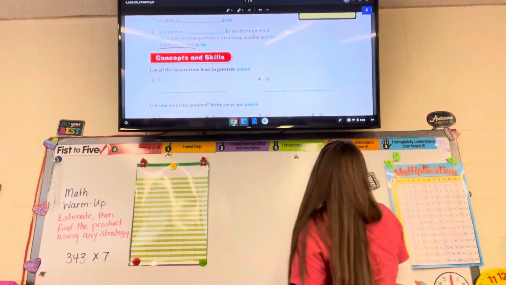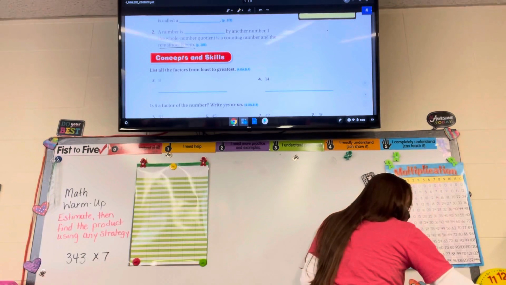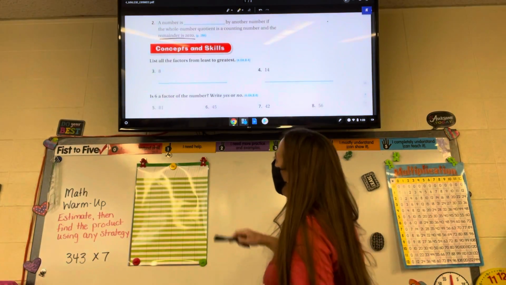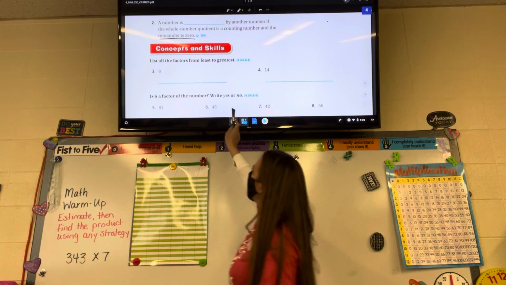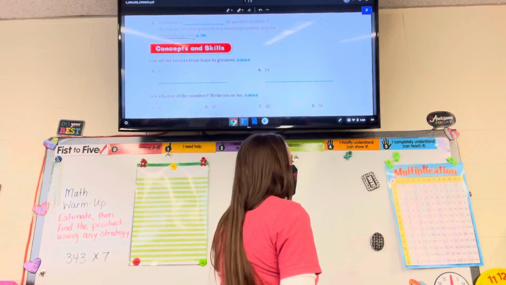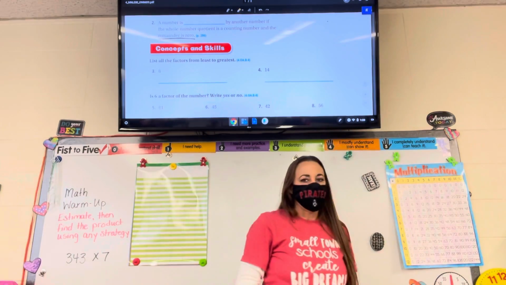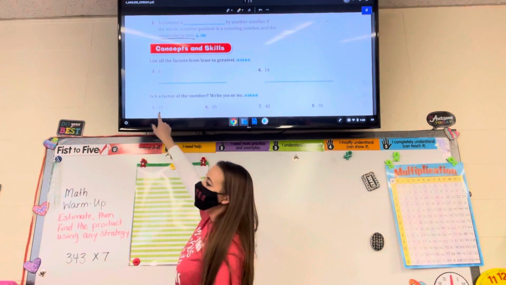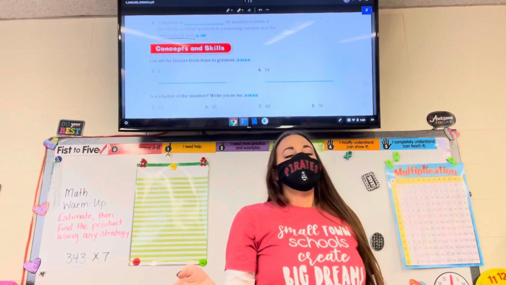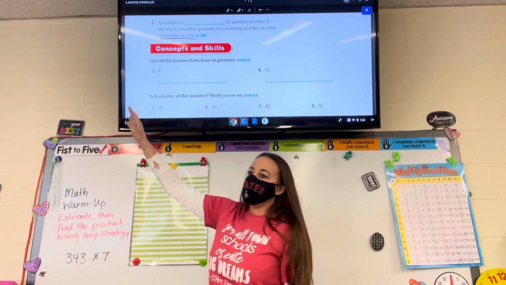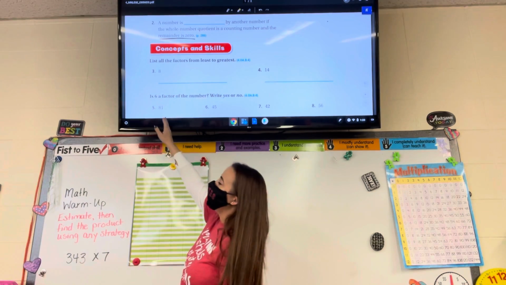Number 5, 6, 7, and 8. What they want to know is, is 6 a factor of the number? So in other words, if you go to the 6th row on your multiplication table, is there an 81? If there is, then you write yes. If there isn't, then you write no.